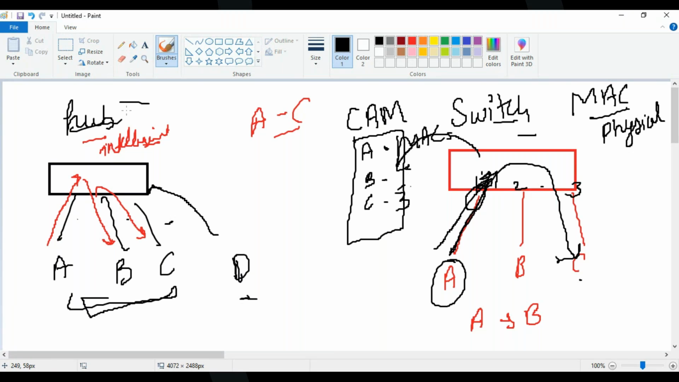Correct? Because switch is an intelligent device. It has its memory table, right? So whatever we have to see, we just need to check it in the CAM table.